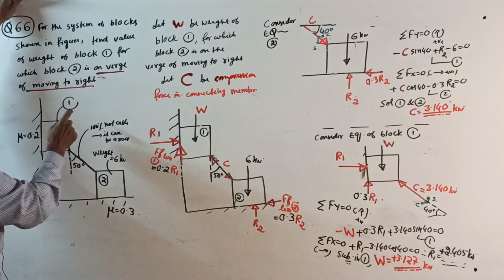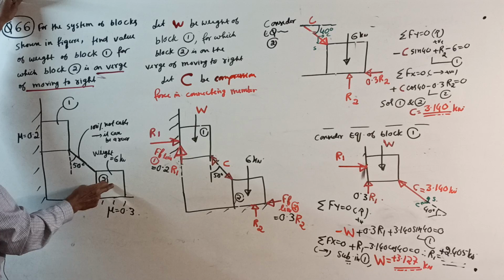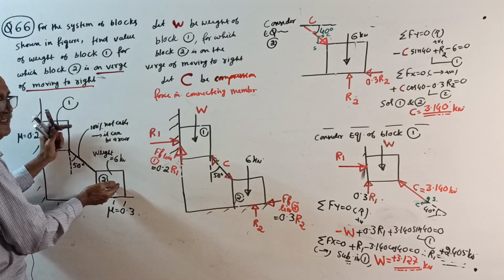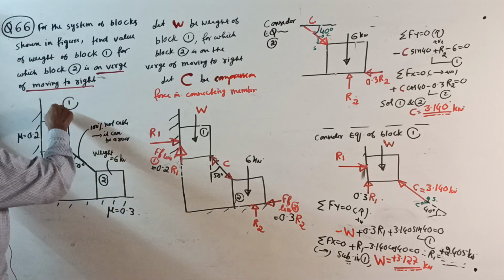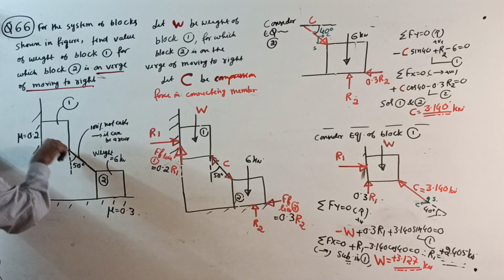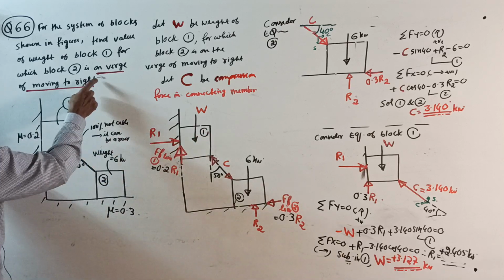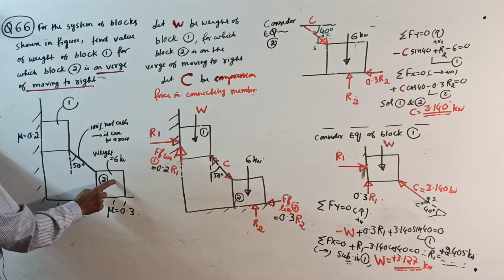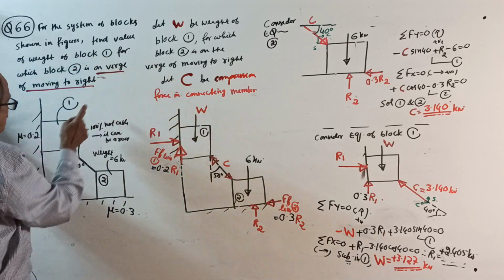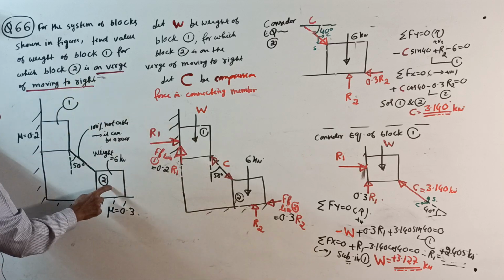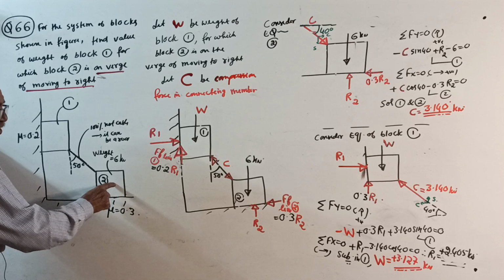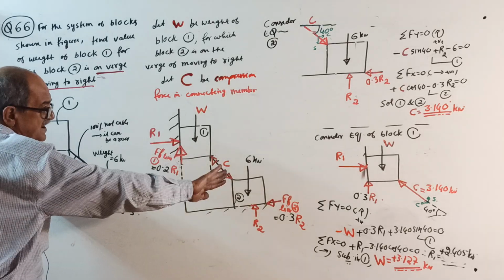Now, see here. What will happen is, this block is horizontally placed, 6. If this is not there, this will be sleeping here. When you put a weight here, this weight will try to push it that side. So they want what weight of block 1 will move the block, the minimum weight. The value of weight of block 1 for which block 2 is on the verge of moving to right side.